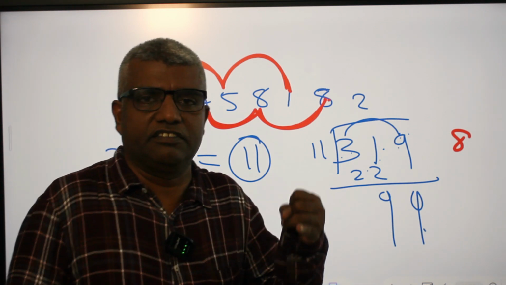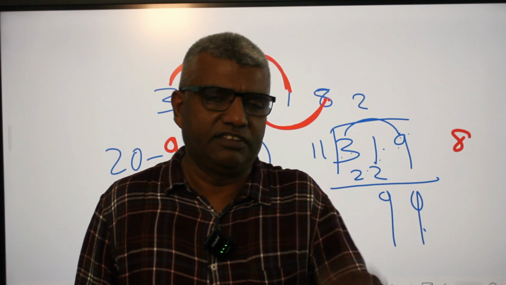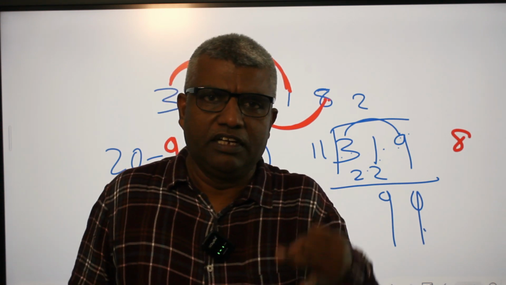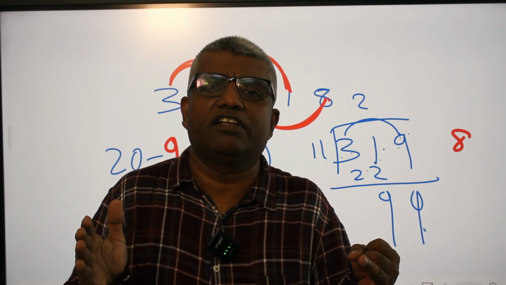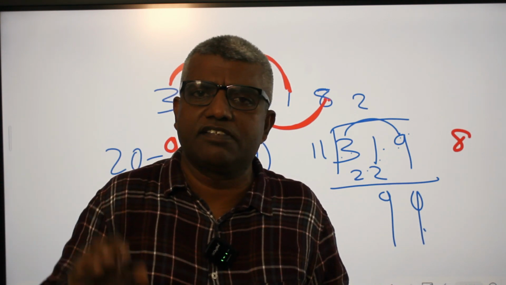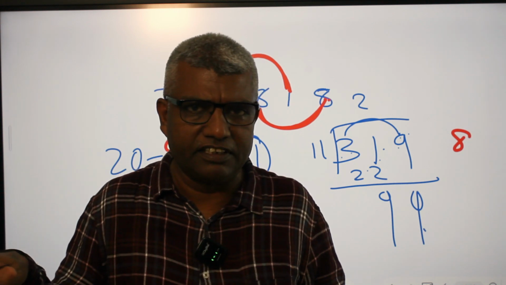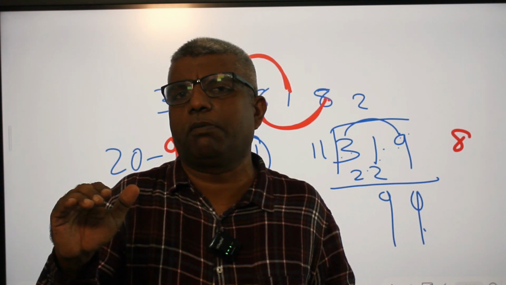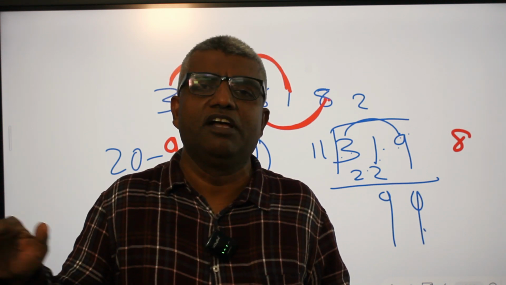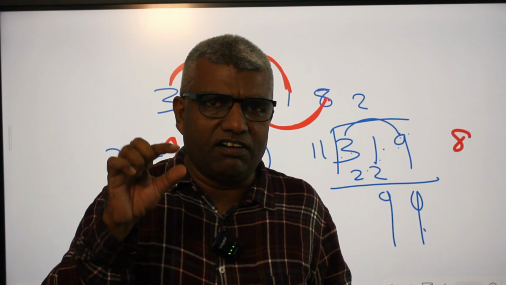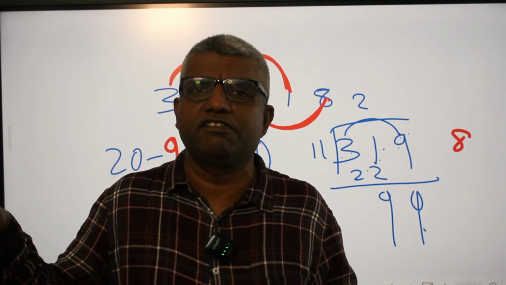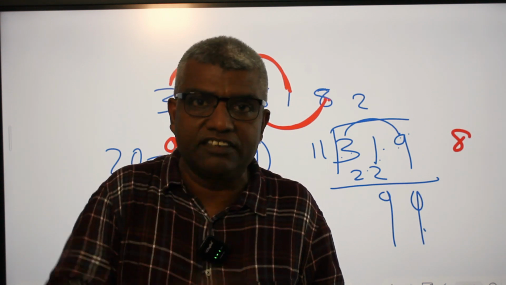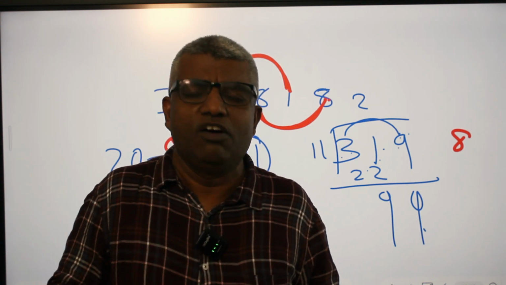Okay, we checked whether it is divisible by 2, check the last digit. If it is 0, 2, 4, 6, 8, then the number is divisible by 2. For 3, just add all the digits. If the sum is divisible by 3, then the number is divisible by 3. For 4, last 2 digits. If it is divisible by 4, then the number is divisible by 4. For 5, last digit. Last digit is 0 or 5, then the number is divisible by 5. For 6, if it is divisible by 2 and 3, then the number is divisible by 6.